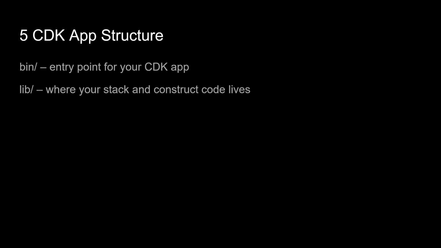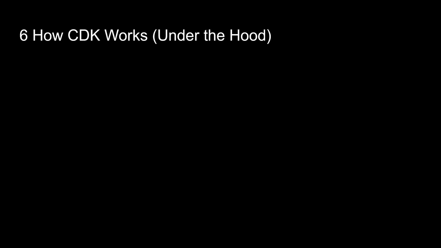When you create a new CDK project, it follows a predictable structure. The bin folder contains the app's entry point. This is the file CDK looks at when you run commands like cdk deploy. The lib folder is where you define your stacks and infrastructure constructs. And files like cdk.json and package.json handle project configuration and dependencies. This layout makes it easier to keep things organized, especially as your project grows.